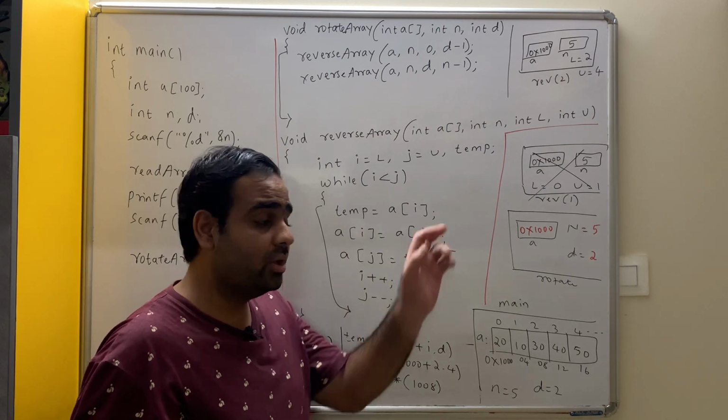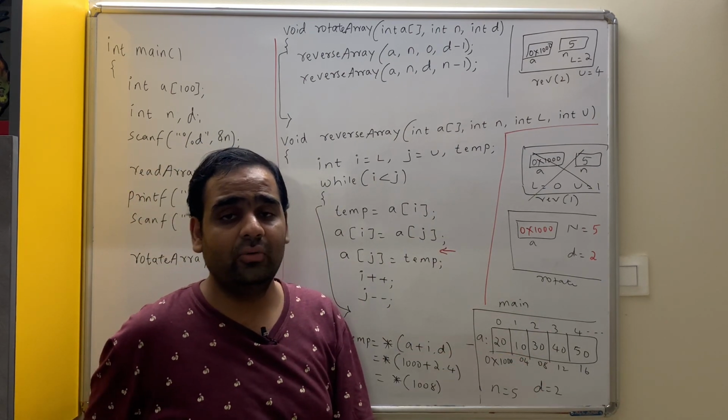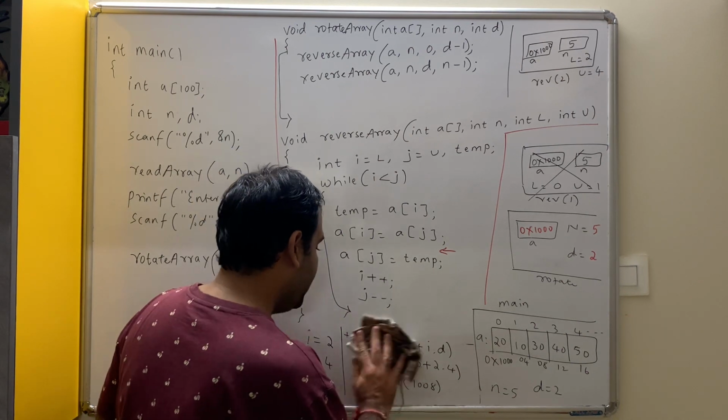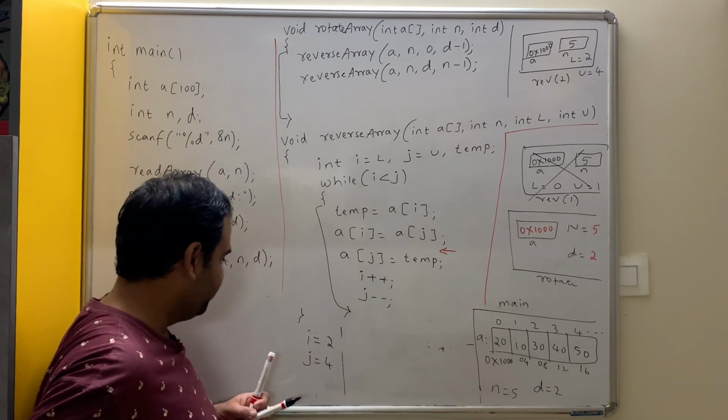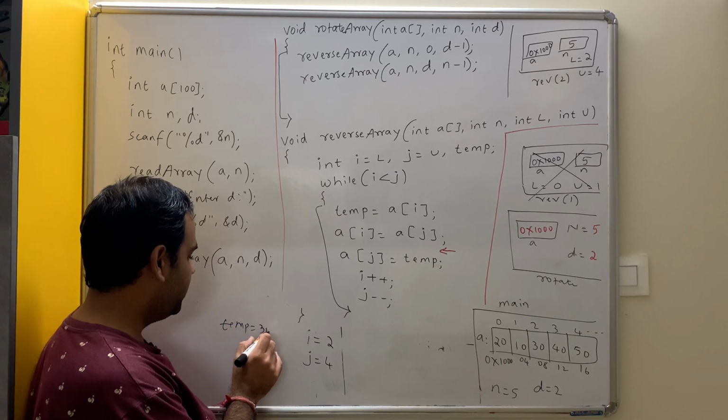Now what is star 1008? Where is address 1008? It is in main. Go to this address and fetch the value. What is the value over here? Here it is 30. Therefore the value of temp becomes 30. I write here, therefore the value of temp becomes 30.